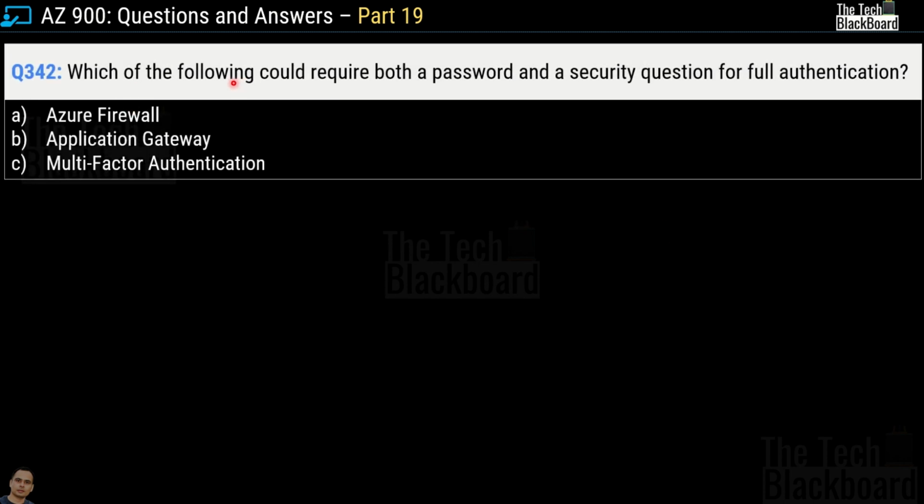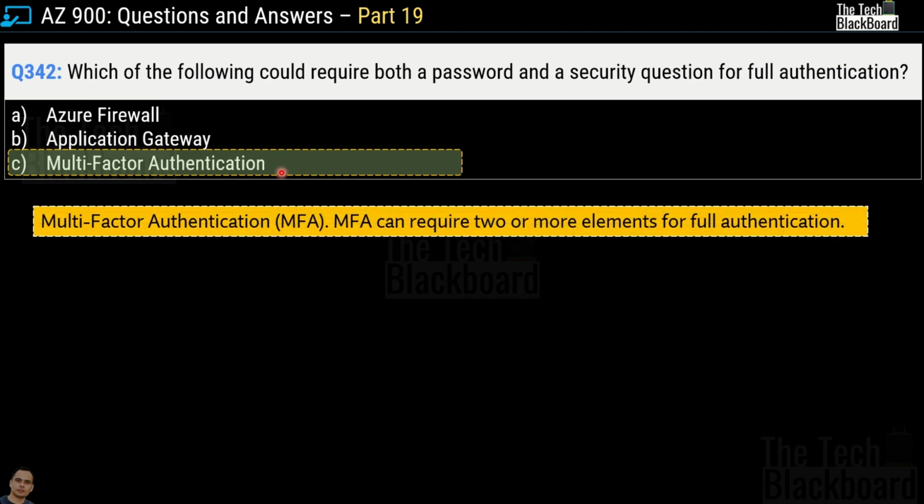It says, which of the following could require both a password and a security question for full authentication? Your options are Azure Firewall, Application Gateway, and the last one is multi-factor authentication. The correct answer for this question is option C, multi-factor authentication. What is multi-factor authentication? Well, multi-factor authentication, also known as MFA, requires two or more elements for full authentication.